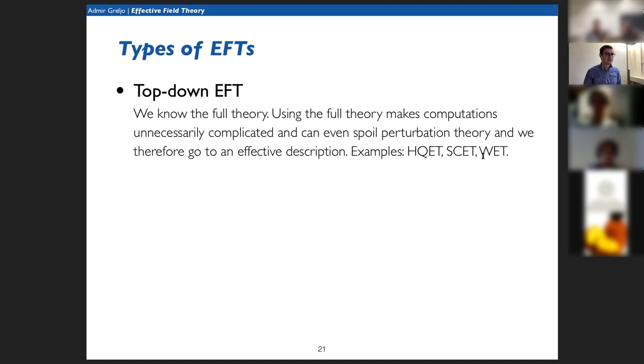For example, Fermi theory, or what we call weak effective theory, so four Fermi interactions, is an effective theory of the standard model electroweak interactions. So we know the standard model, and we can integrate out heavy fields, for example, W and Z, and we can construct an effective theory, which is weak effective theory. Other examples are heavy quark effective theory and soft collinear effective theory. These are useful tools to do calculations, even though you know the complete theory.